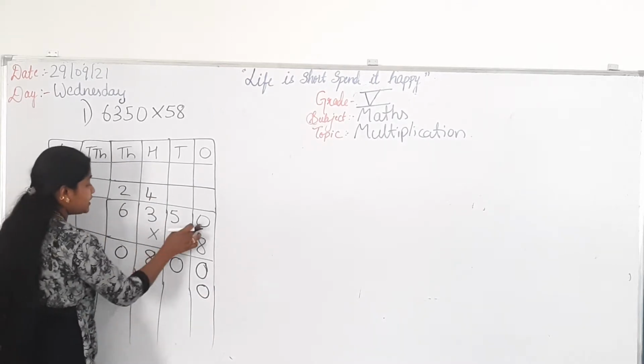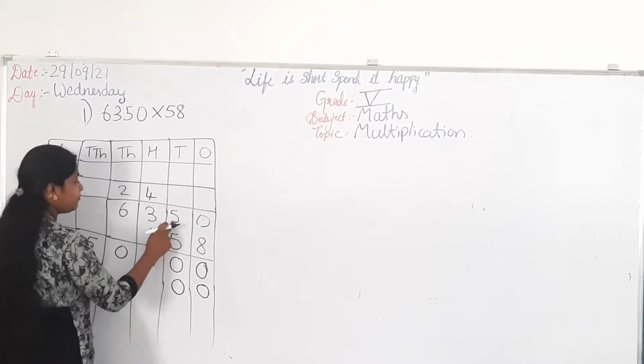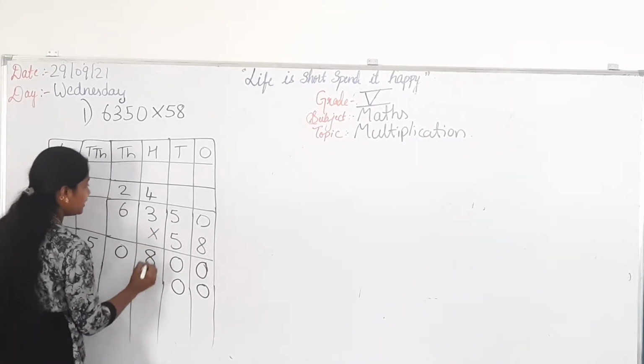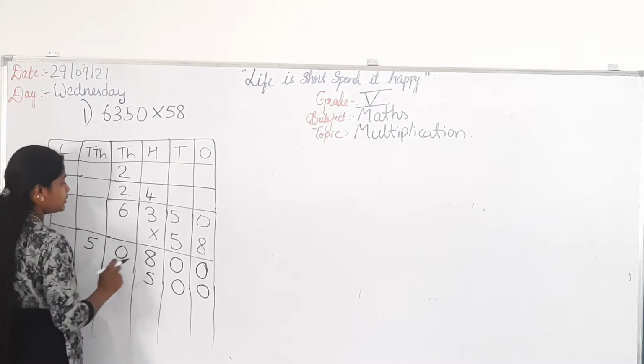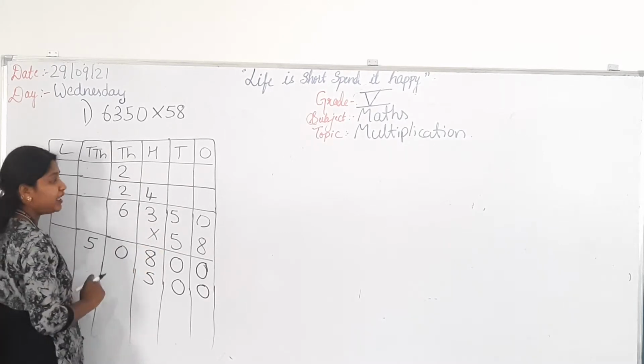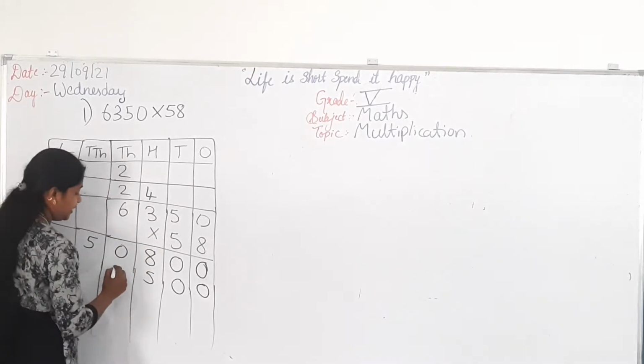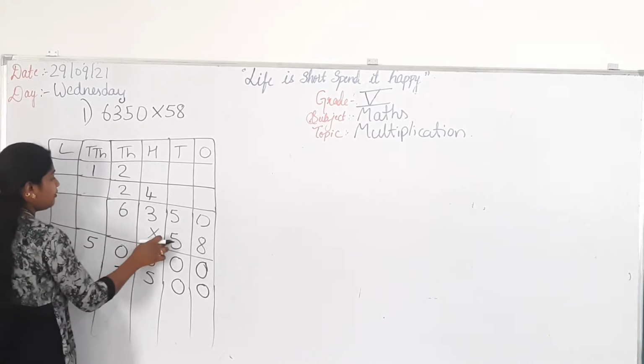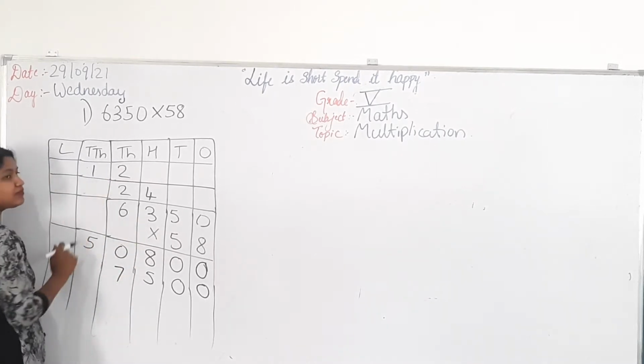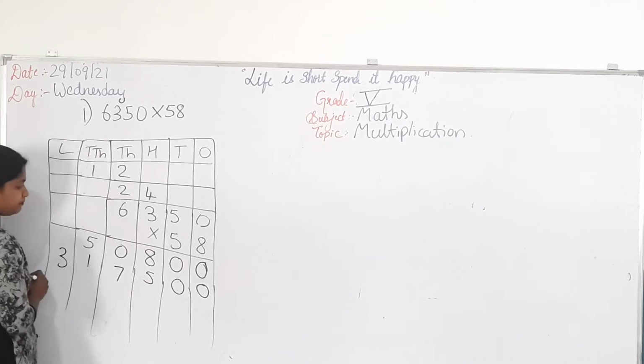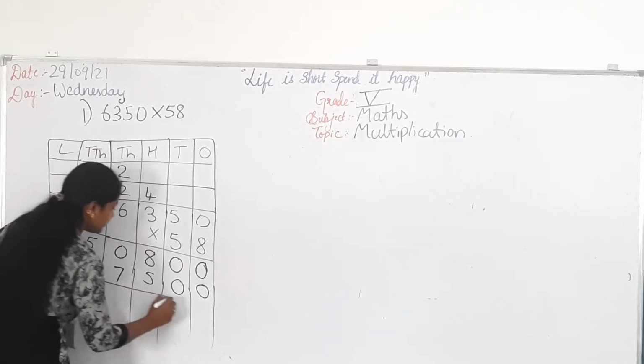So, 5 zeros are 0. 5 fives are 25. 5 here, 2 carry to the thousands. 5 threes are 15. 15 plus 2, 17. 7 here, 1 carry. 5 sixes are 30. 30 plus 1, 31. Got it? Now you have to add this.